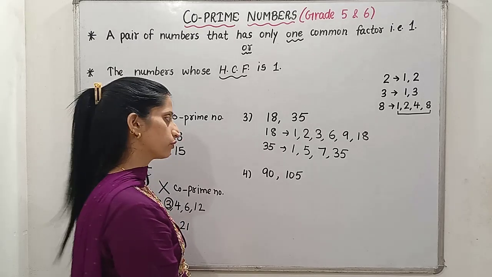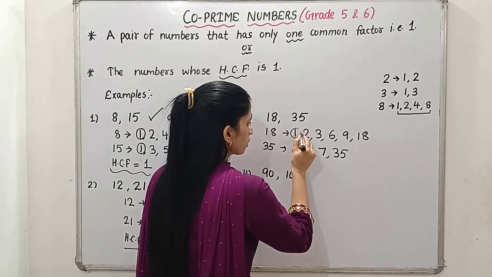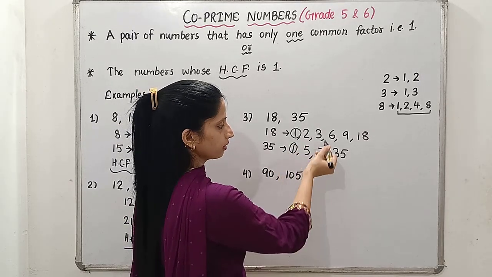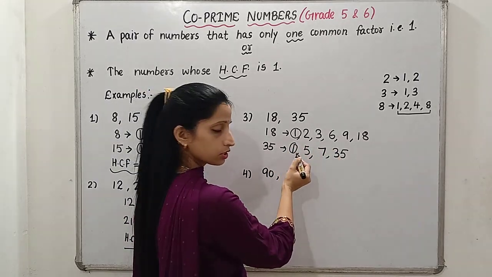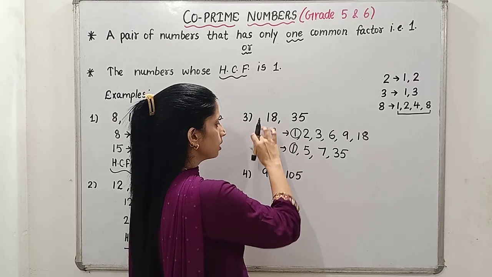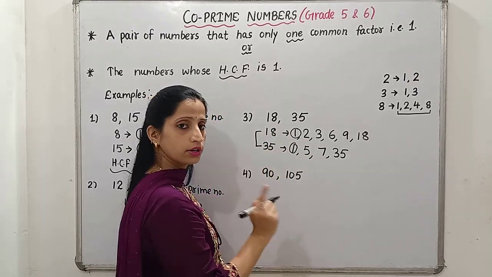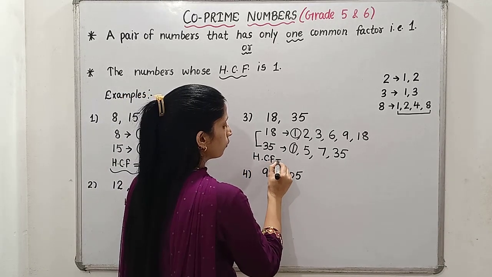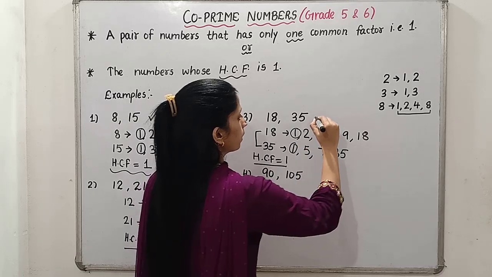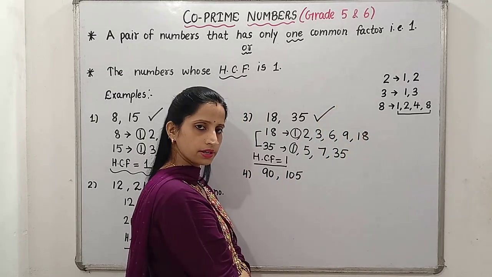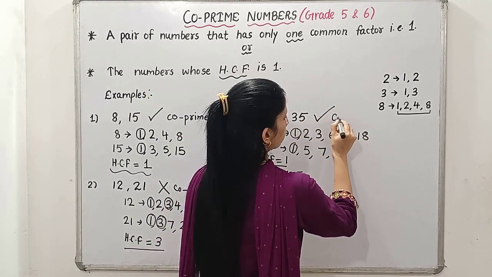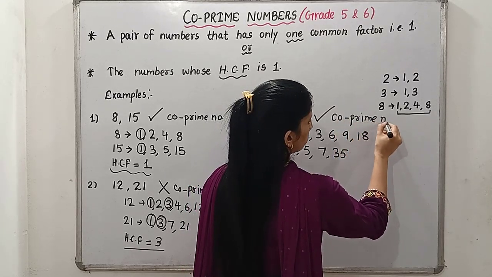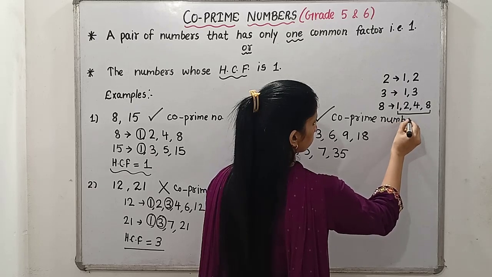Okay. Now let's find out the common factors. 1 is a common factor. Now check for 2. 2 is here but not here. 3 is also not here. 6 is also not here. This means these two numbers have only one common factor. Hence their HCF will be 1, or this is a pair of co-prime numbers. So 18 and 35 are co-prime numbers.